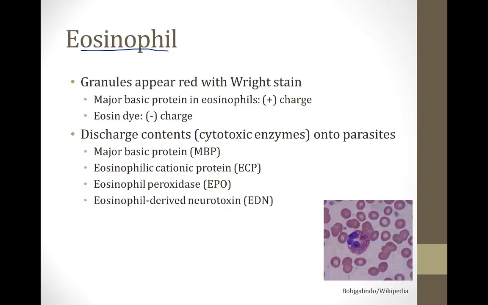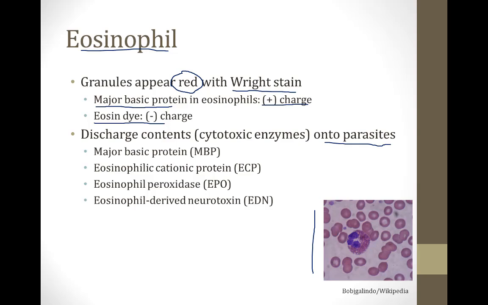Let's talk about the eosinophils first. Eosinophils have granules that appear red when you stain them with Wright stain. This is a picture of an eosinophil on the bottom right side of the screen. The reason they stain red is because one of the components of their granules is a substance called major basic protein. It has a positive charge, and it picks up the negatively charged eosin dye, which is a component of the Wright stain. What eosinophils are designed to do is discharge their contents onto parasites.